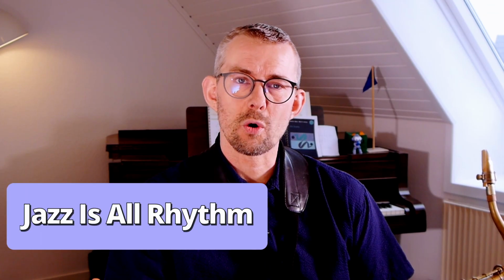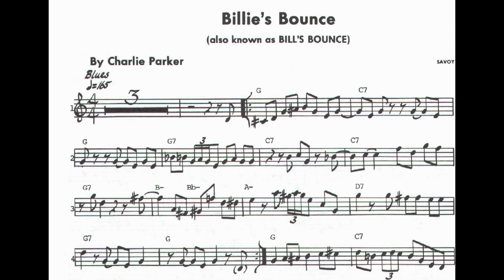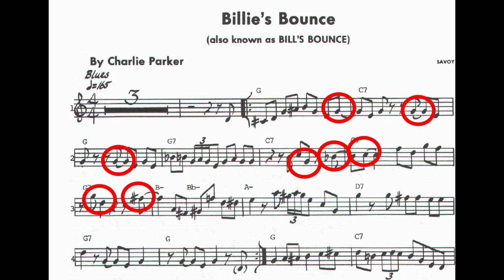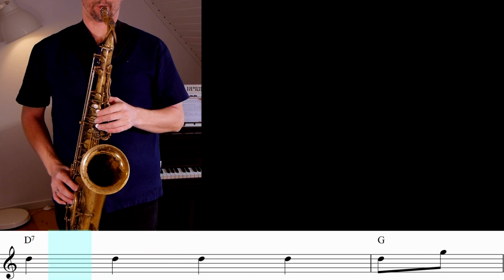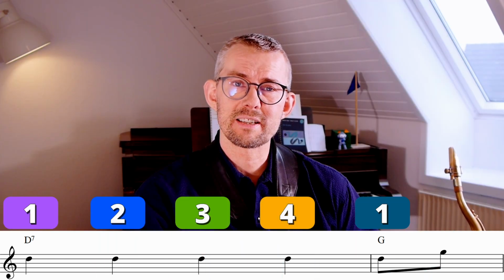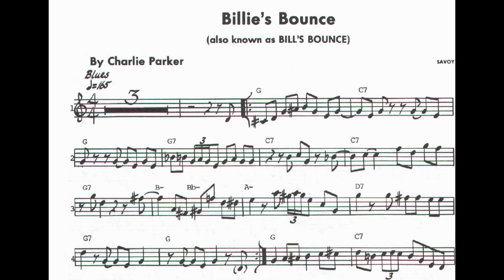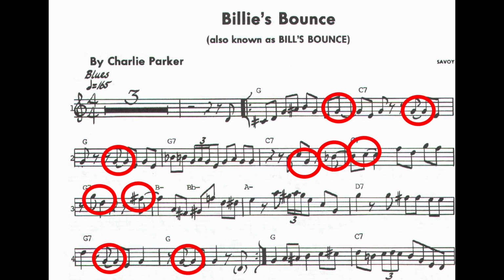We know that jazz is all about rhythm, and to get the bebop sound and the more modern jazz sound we need to dig into syncopation. As opposed to notes on the beats, syncopation are the notes off the beats. And when you listen to this Charlie Parker tune Billy's Bounce, you hear the syncopation all the time.